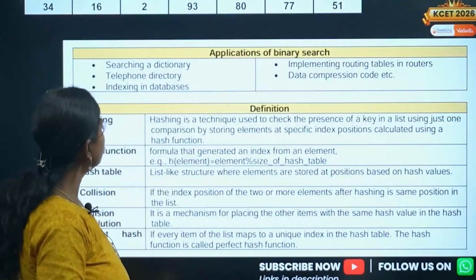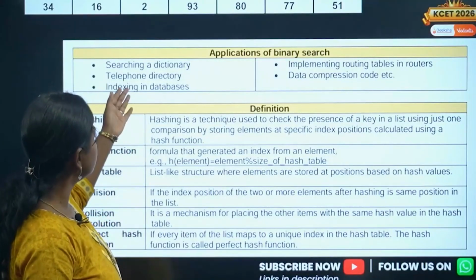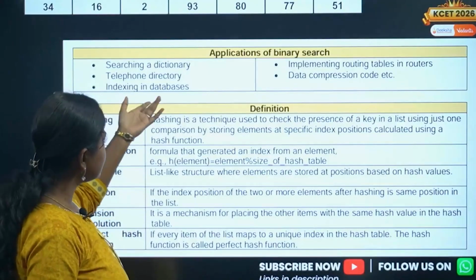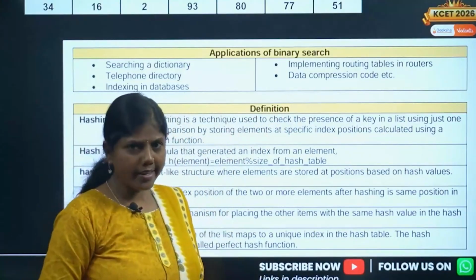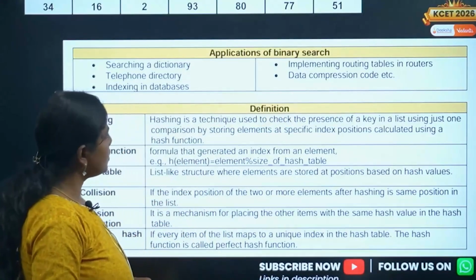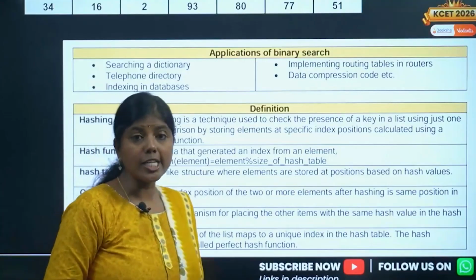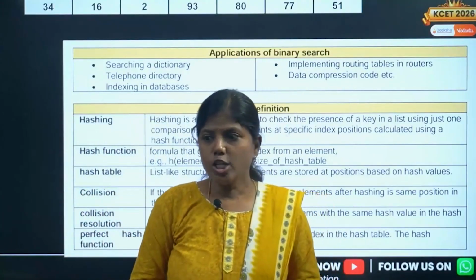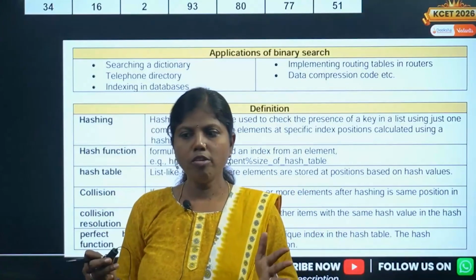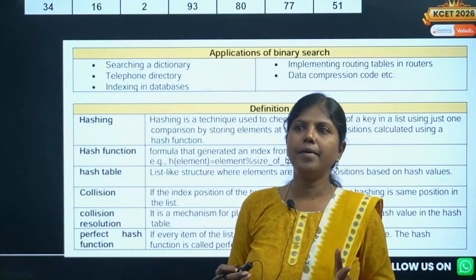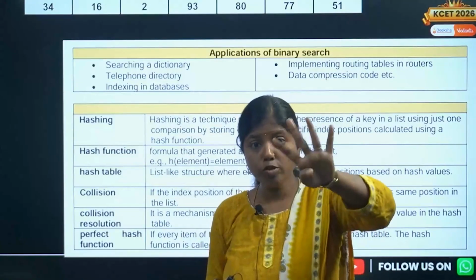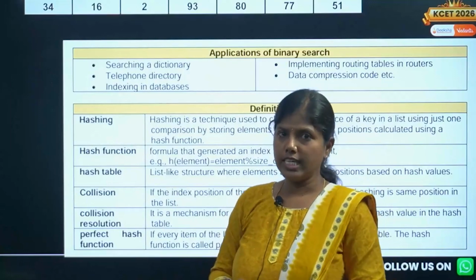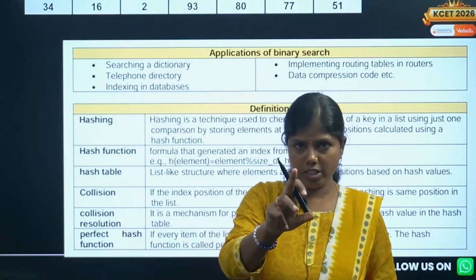So what are the different applications we have? We have searching in dictionary, telephone directory, indexing in database, implementing routing tables, and data compression code, etc. Okay, so next what we have is searching by hashing. I don't want the number of elements to be compared. For example, I want to search 2 in the previous case. Of course, I took 4 comparisons.